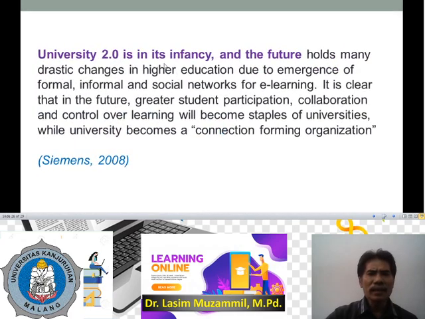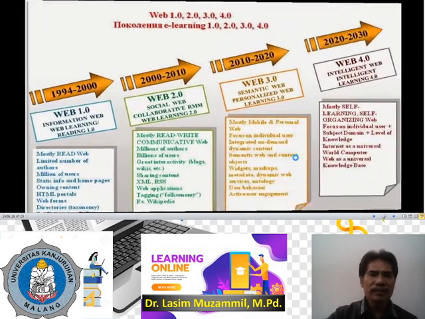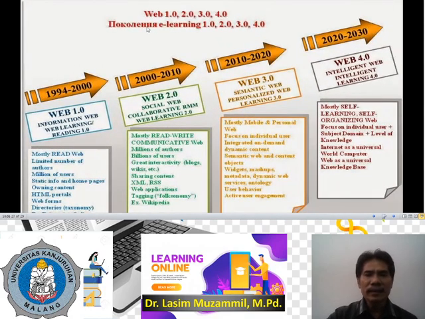University 2 is in its infancy and the future holds many drastic changes in higher education. Why? Due to the emergence of formal, informal, and social networks for e-learning. That's according to Siemens. And it's clear that in the future, greater student participation, collaboration, and control over learning will become staples of universities, while universities become connection-forming organizations.